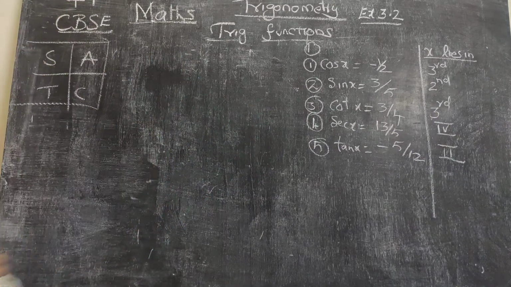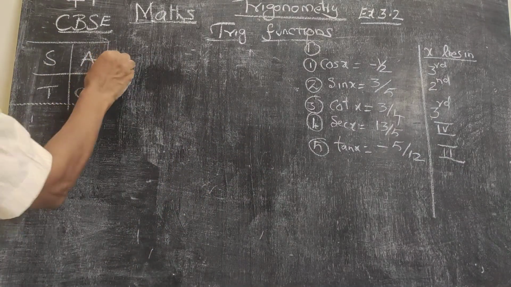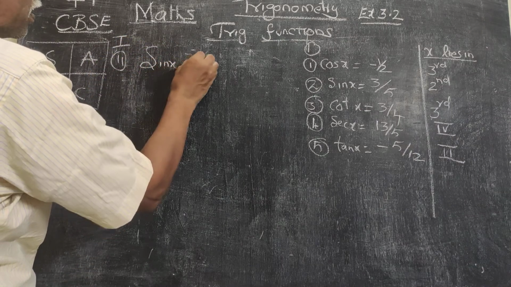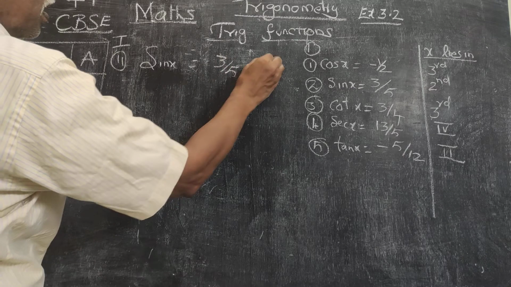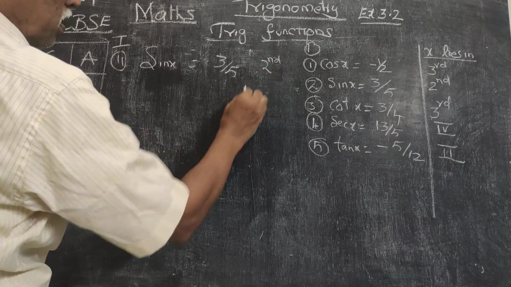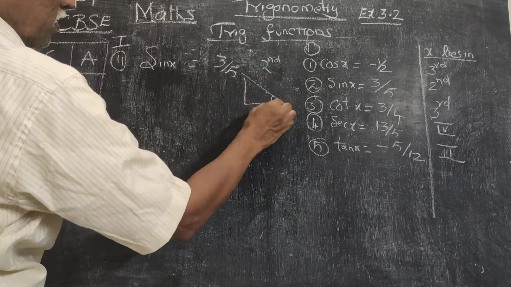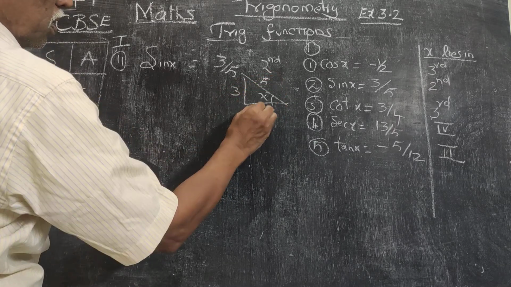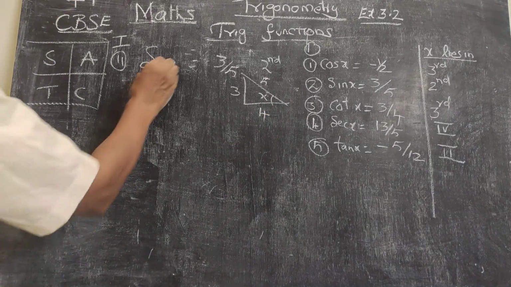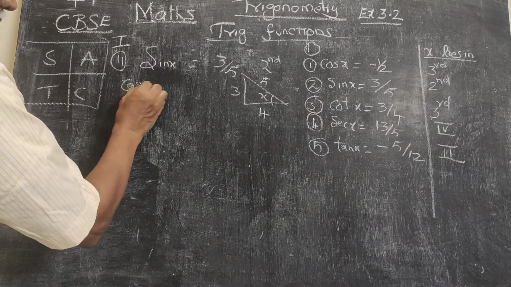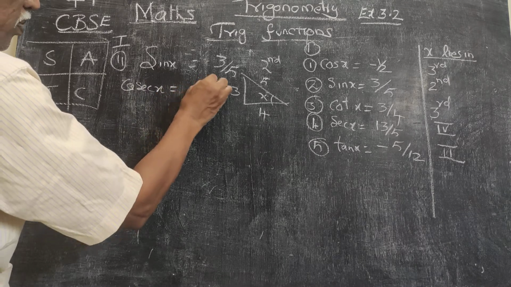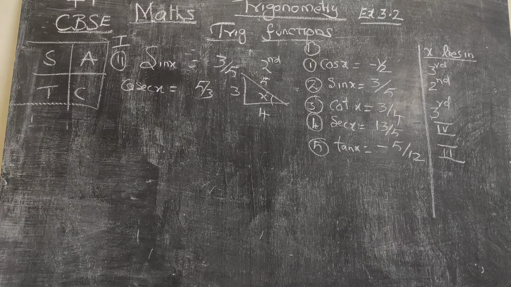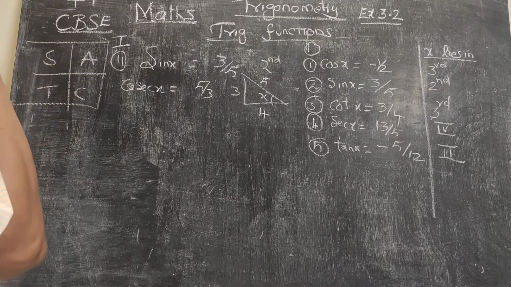Sin x is equal to 3/5. This is the second subdivision under the first question. Sin x equal to 3/5. It lies in the second quadrant. So again go with that. This part is x, the opposite, adjacent and hypotenuse. Therefore this is 4. Therefore immediately I can write that cosecant x is 5/3, because theta lies in the second quadrant. In the second quadrant, sine and cosecant are positive.